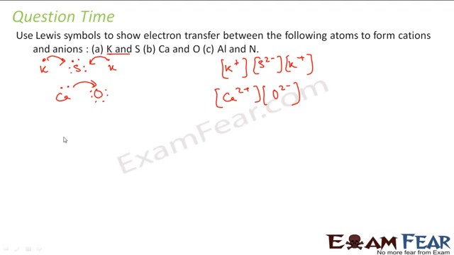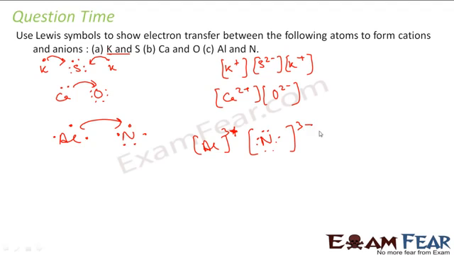Let's talk about aluminum and nitrogen. Aluminum has 3 electrons in the valence shell. Nitrogen has 5. So aluminum gives all these electrons to nitrogen. Both will become stable. So aluminum will become Al 3 plus, and nitrogen will gain 3 electrons, it will get 8 electrons, and it will become 3 minus. And both are happy. And they'll form an ionic bond.